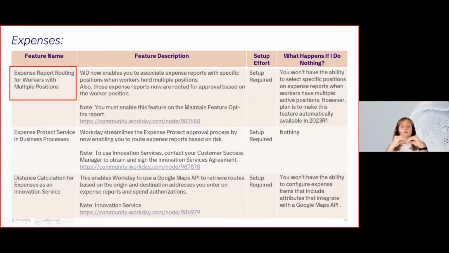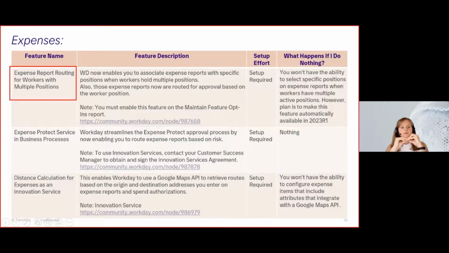And also those expense reports now are routed for approval based on the worker position. So it ensures that the correct person gets the correct expense reports for approval. Also, based on the selected worker position on the expense report, some fields like company, cost center, location, etc., are automatically populated, reducing manual effort and improving data quality for the expense reports.